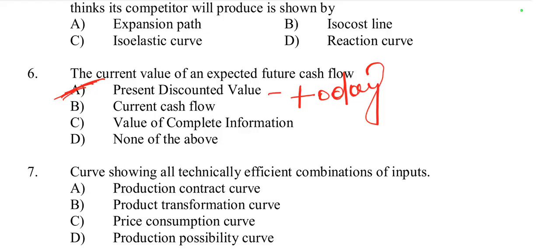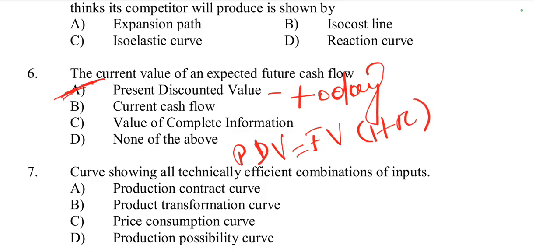The formula is: present discounted value is equal to future value divided by (1 plus r) to the power n. Here r means the discount rate and n means the number of periods. So option A is the right answer.